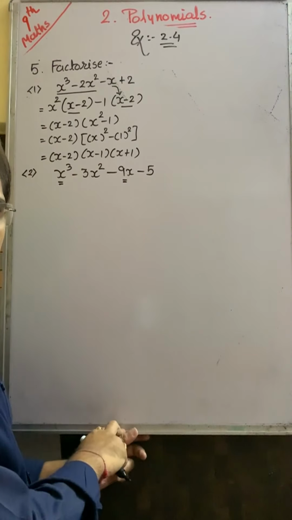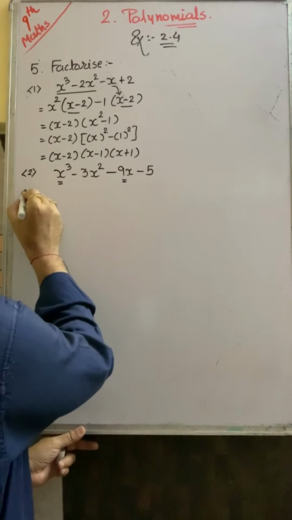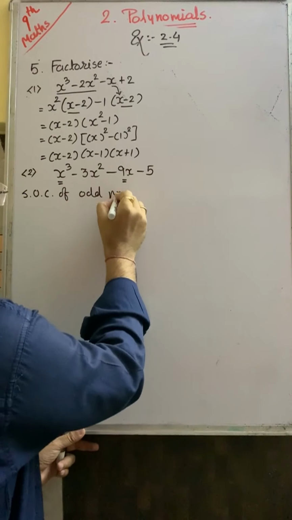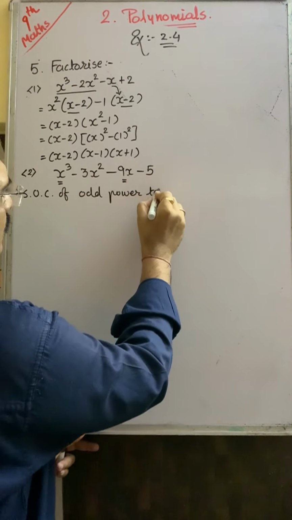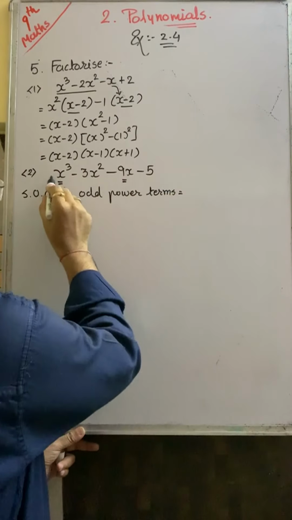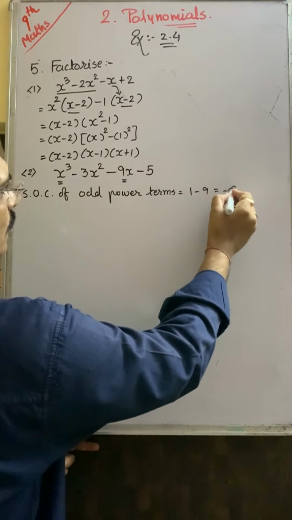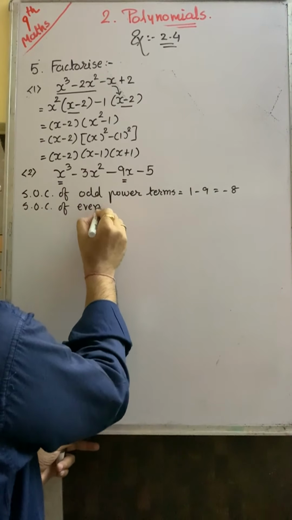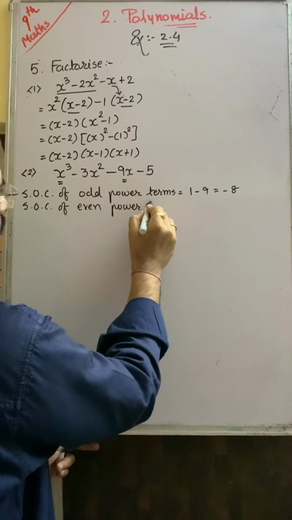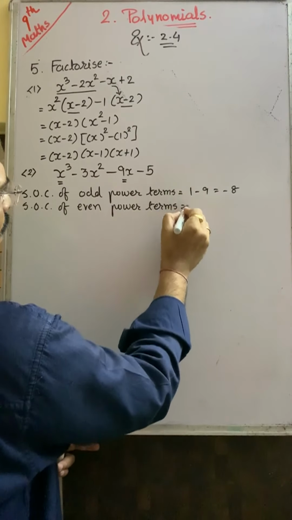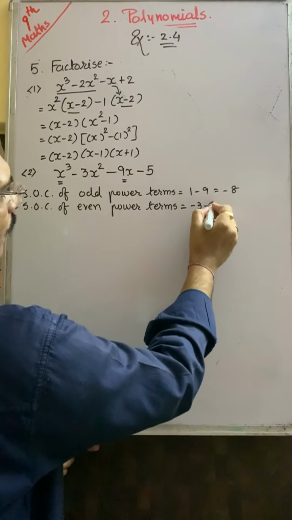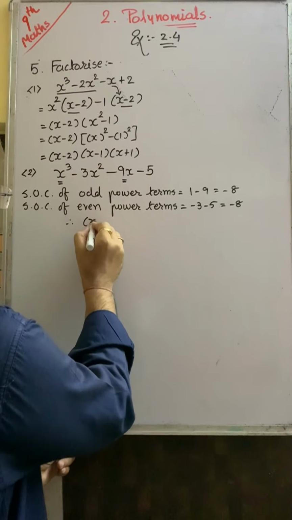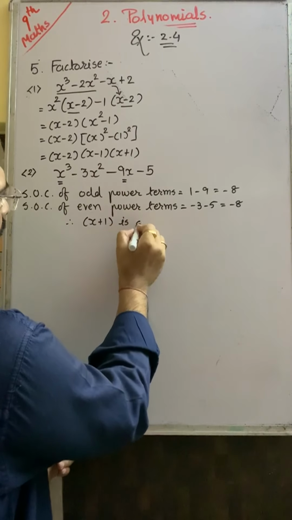I will show you another method also. So first, the sum of the coefficients of odd power terms, 1 minus 9, that is equal to minus 8. Sum of the coefficients of even power terms, minus 3 minus 5, that is equal to minus 8. Both are equal, so we can say x plus 1 is a factor.